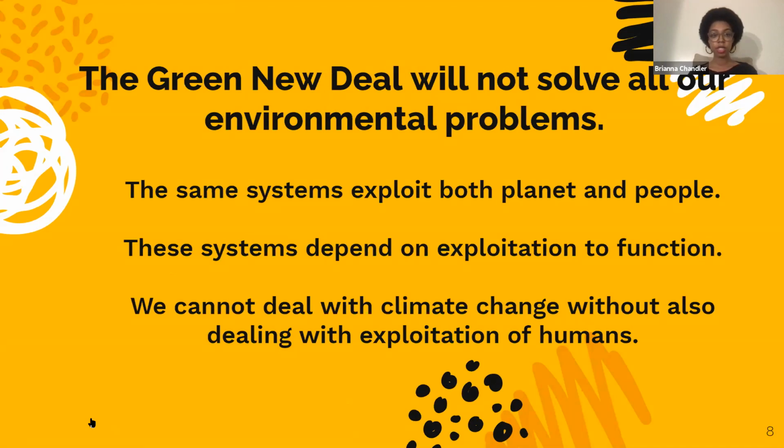However, it's important to note that the Green New Deal will not solve all of our environmental problems because a lot of these problems are largely systemic and very historical and very complex. The same systems exploit both planet and people. These systems depend on exploitation to function. We cannot deal with climate change without also dealing with the exploitation of humans. Most everyone except the wealthy few in power are exploited in some way by these oppressive systems. But Black, Indigenous, and people of color, people in the global South, disabled, the poor, and also women have been and continue to be harmed disproportionately in severity and duration.